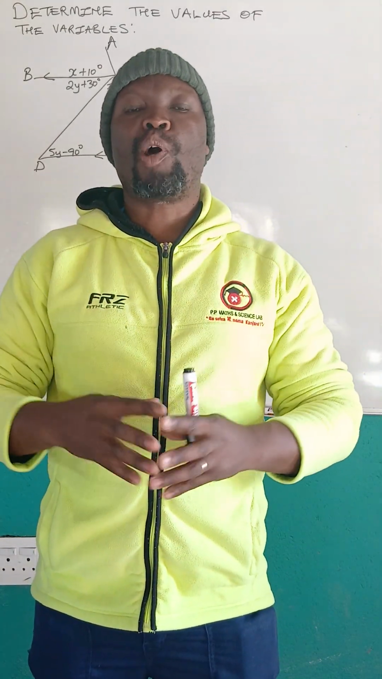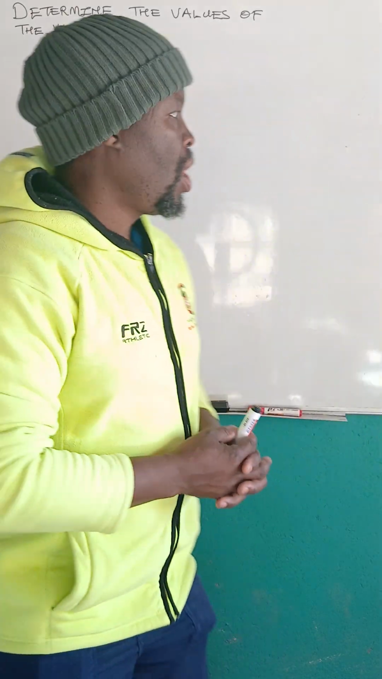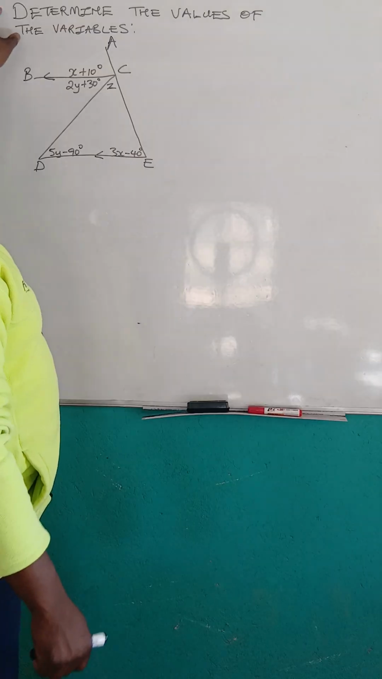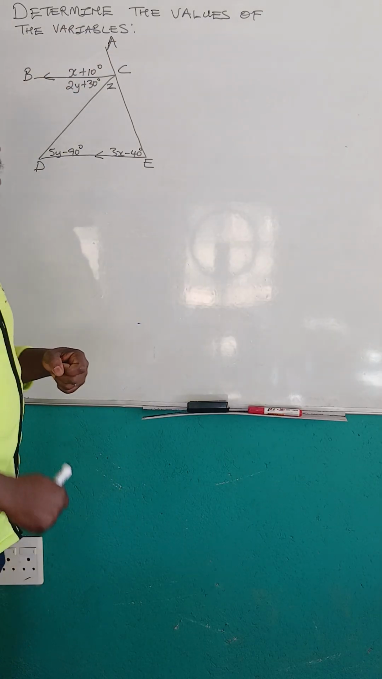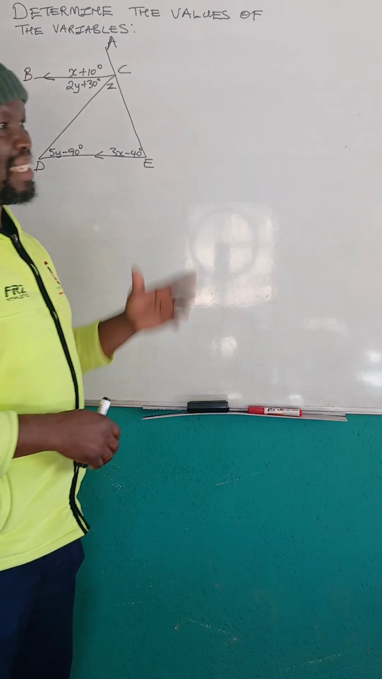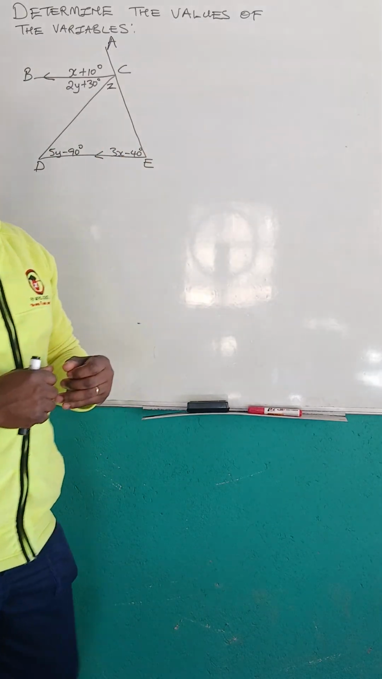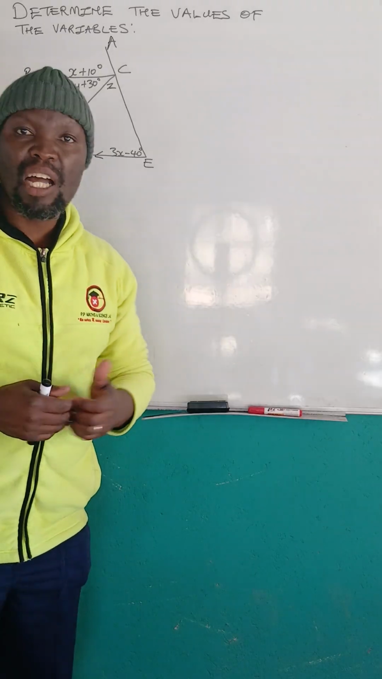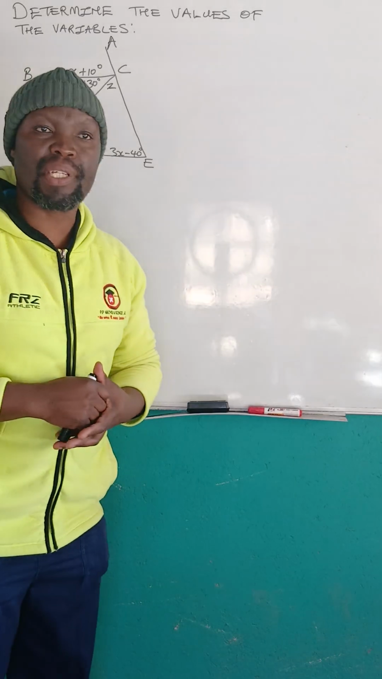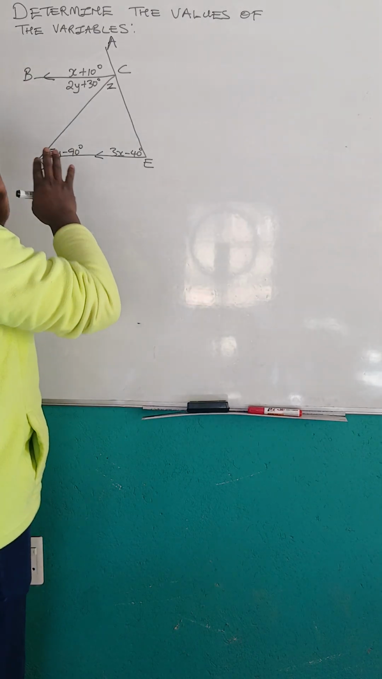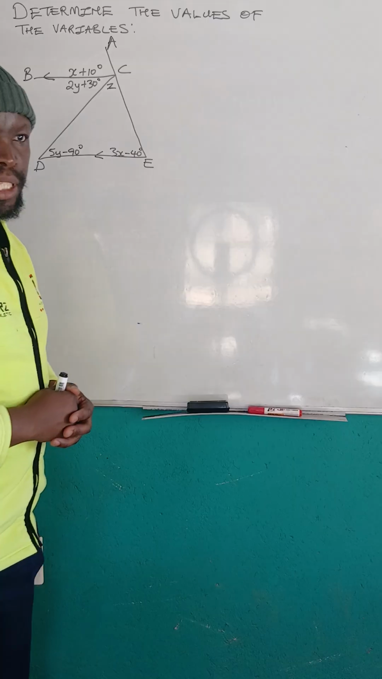Let us solve problems which have got to do with the geometry of the straight line. On the board, we are given an instruction which says determine the values of the variables. We are also given a diagram with all the representation. Now, we need to be able to apply our basics as far as the geometry of the straight line is concerned. We need to be able to interpret information which is represented diagrammatically.